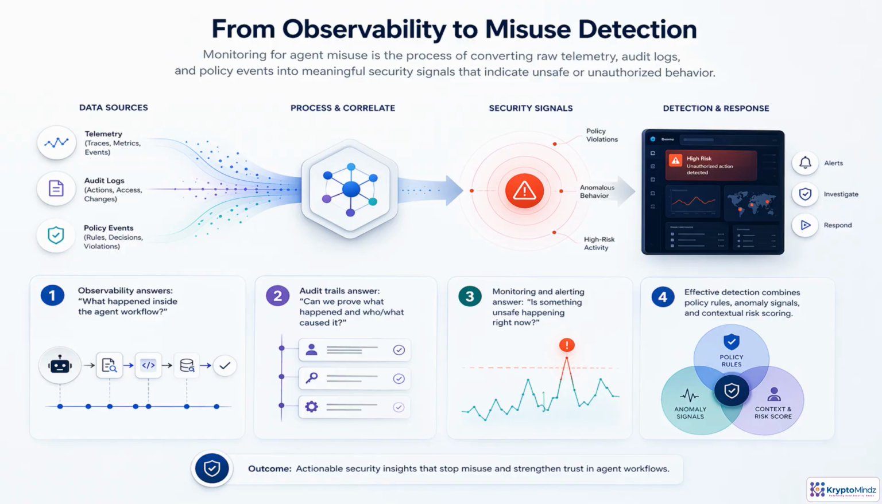Misuse detection starts with observability, but it cannot end there. Telemetry shows what the agent did: tool calls, data access, decisions, and errors. Audit trails add accountability by showing which user, model, policy, or integration was involved. Detection logic then connects that evidence to context. A single policy violation may be noise. The same event, combined with unusual timing, sensitive data, or repeated attempts, may cross the threshold. Detection is evidence plus context, turned into alerts that support investigation and response.